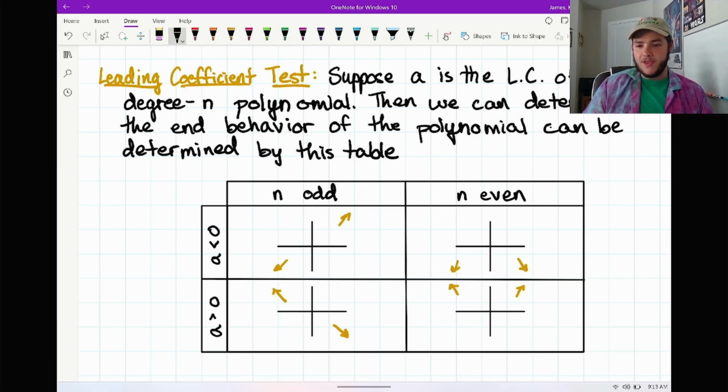When n is even, both ends of the graph are going to go in the same direction. They're either both going to point down or both going to point up. The direction they point is dependent on the sign of the leading coefficient. So if a is negative, we're just looking at the left side. Left side goes down. If a is positive, left side goes up. And again, remember, odd means the right side would go the opposite way. Even means the right side would go the same way.